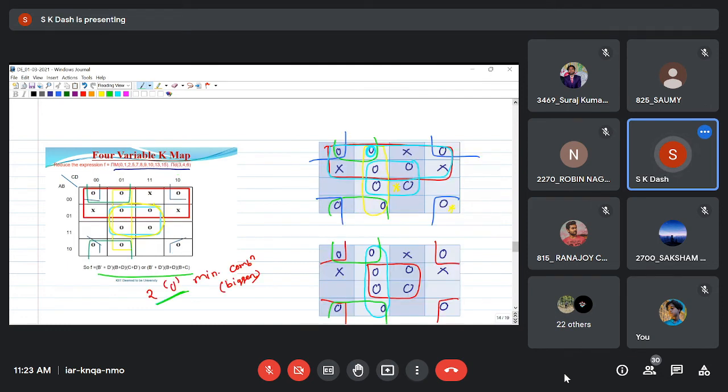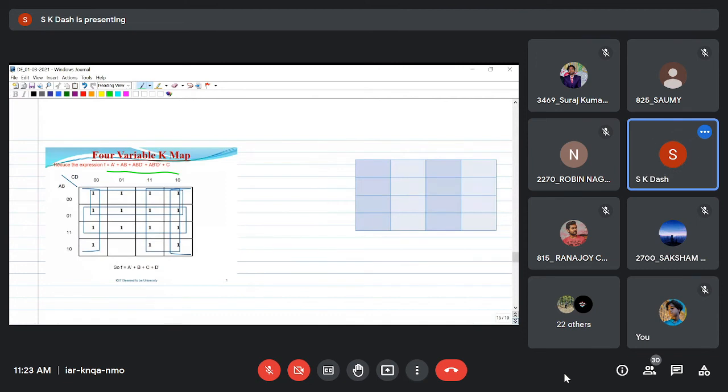Previously what were we doing? What kind of questions were given? Directly min terms or max terms were given, or maybe a function was given in a standard form. So from there you can write the min terms or max terms. But what is the problem in this question? In this question, a function is given.